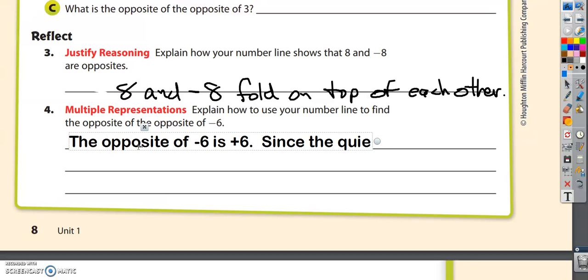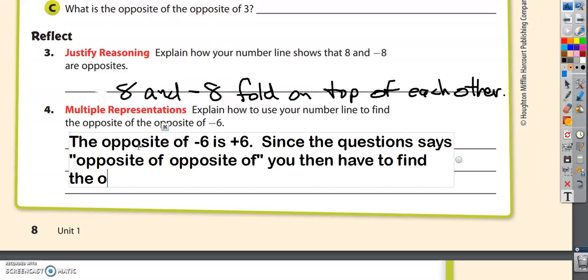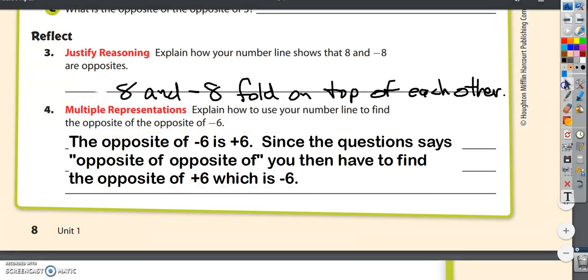Since the question says opposite of, you then have to find the opposite of positive 6, which is -6. So it's the second question in a row we got like this, where it's kind of a trick.